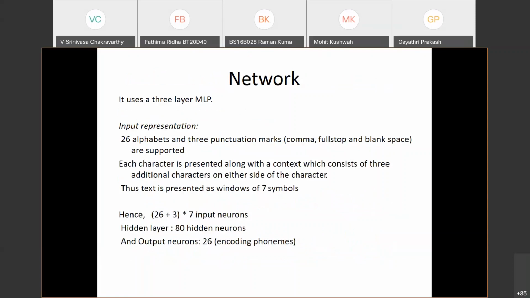So this is way back from 1989. This network is trained to read text and it is given a short string of characters as input. They've taken 26 alphabets, all the English alphabets. There is no separate uppercase and lowercase. They also took 3 punctuation marks: comma, full stop, and blank space, because that's important to modulate your pronunciation. If you're at the end of a sentence, you pronounce the word in one way. If you're in the middle, you pronounce it differently.